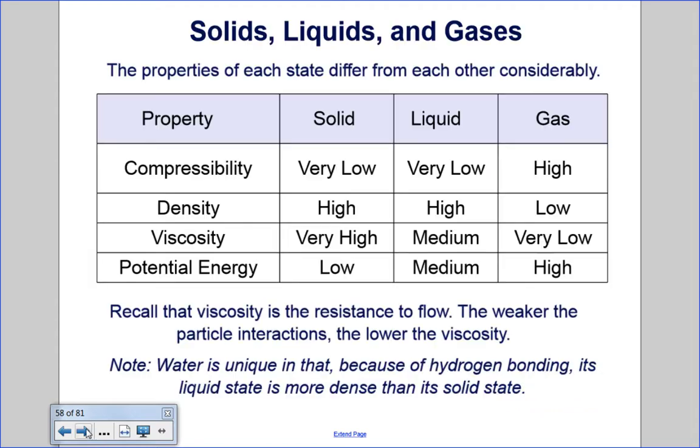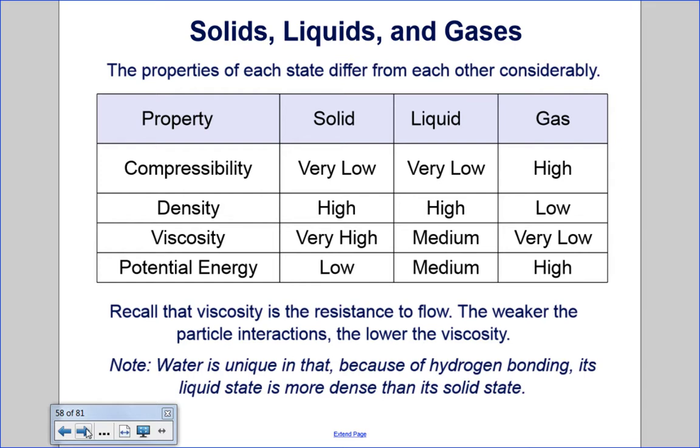States of matter. Solids, liquids, and gases are the three states of matter that are most prominently featured here on Earth. The properties of each state differ from each other considerably. Compressibility: solids and liquids are not compressible much at all, whereas gases are highly compressible. Density: solids and liquids have a very high density, gases are very low.